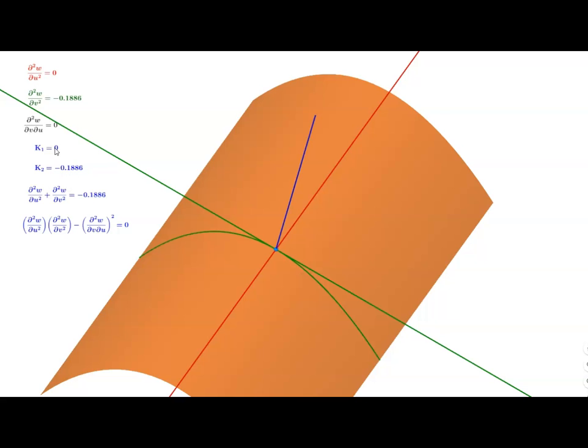0.1886. Well, that means that the mean curvature is the sum of these, but it means the Gaussian curvature is 0. Now that might seem strange to you. How can something that's obviously curved be zero?